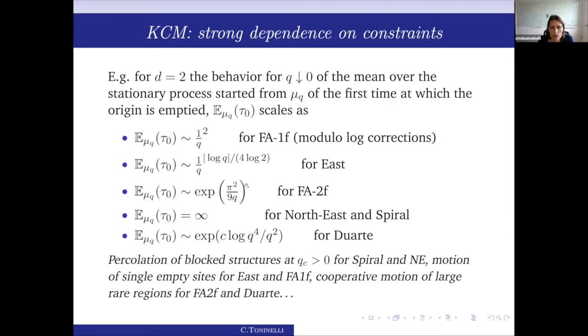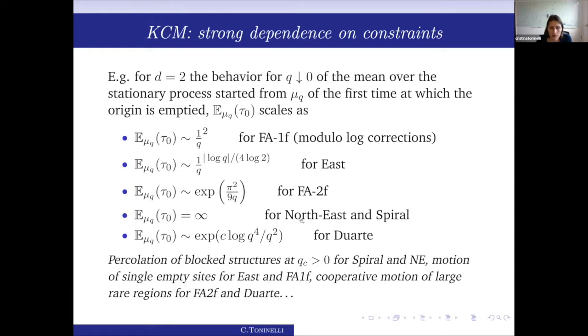Instead, for the East model, we will see that the entities which dominate relaxation are again the empty sites, but they cannot move freely, random walk-like. In order to cover a large distance, they will have to go through a logarithmic energy barrier, logarithmic in the distance that they have to overcome. And since the distance of zeros with respect to the equilibrium density scales as a power law, we have a 1/q to the log q coming from this logarithmic energy barrier in the distance.